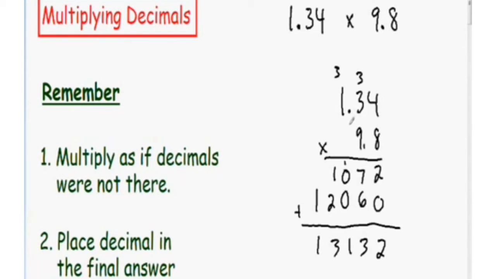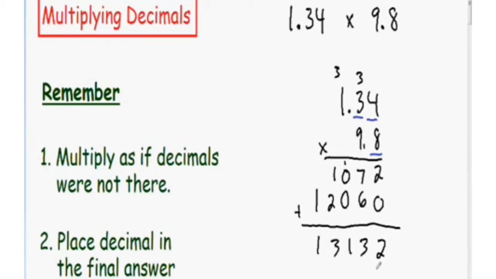Now originally from the question we have 2 decimal places in the first number and 1 decimal place in the second number. So that means we are going to have 3 decimal places. This means moving the decimal point from the right hand side 3 times inside to the left.